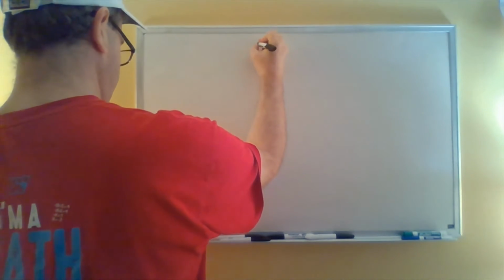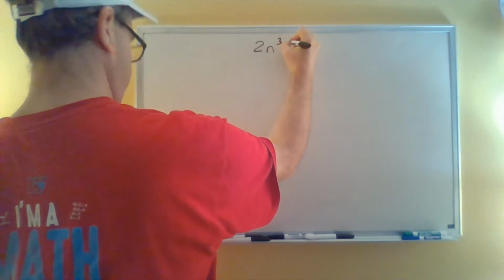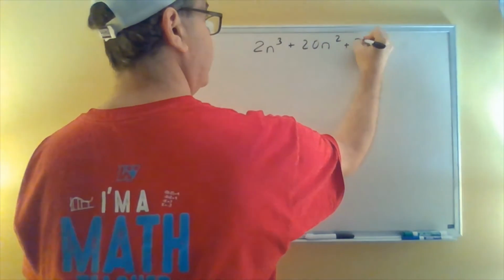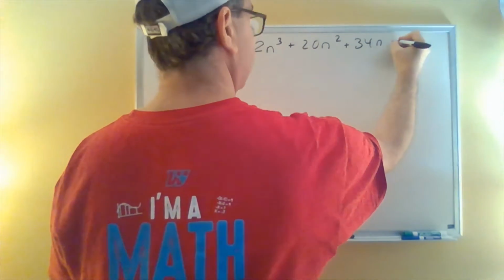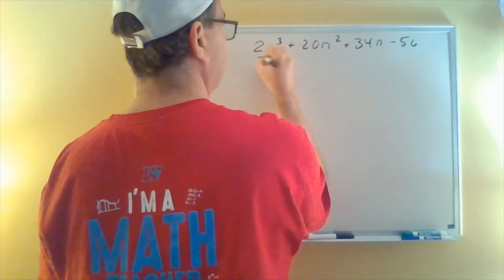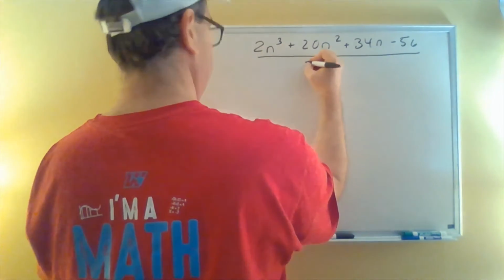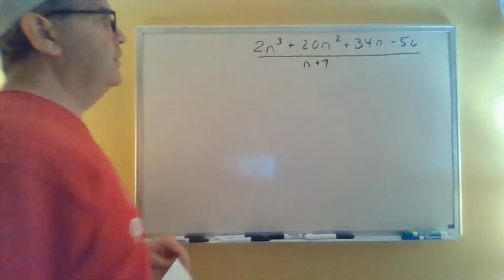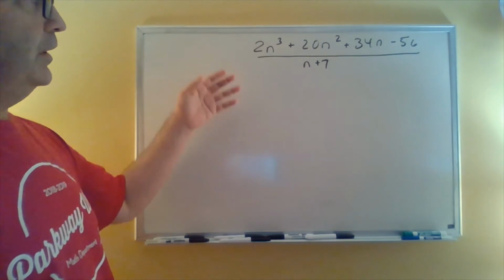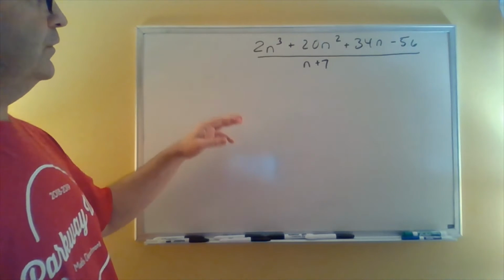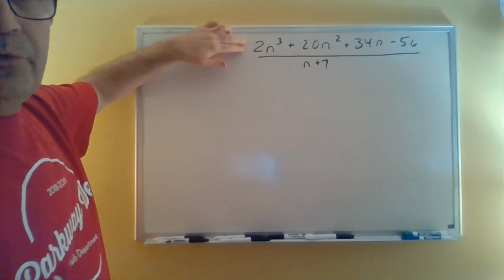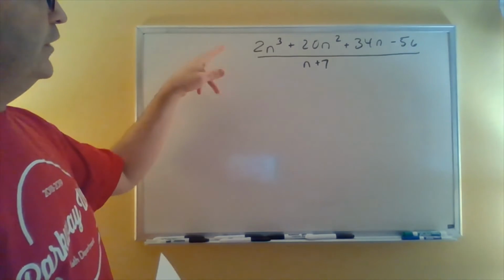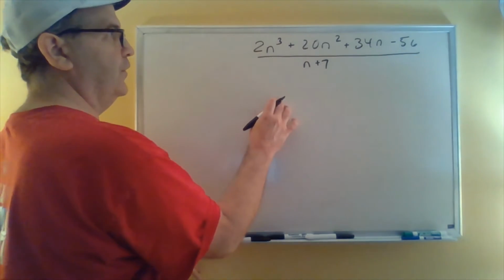So the first one would be 2n cubed plus 20n squared plus 34n minus 56 over n plus 7. What we've been doing typically is factoring these or using greatest common factor, sum of cubes, difference of cubes, basically to break up the longer expression in hopes that we'll be able to cancel some things out. So that's what we're going to do here. We're going to set up our synthetic division.